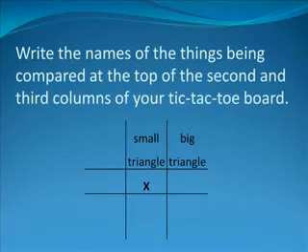Next, write the names of the things being compared at the top of the second and third columns of your tic-tac-toe board. The second column name should be the name of the object that has an unknown value associated with it, and the third column should be the name of the object for which you were given values for both characteristics. Your tic-tac-toe board should now look like this.